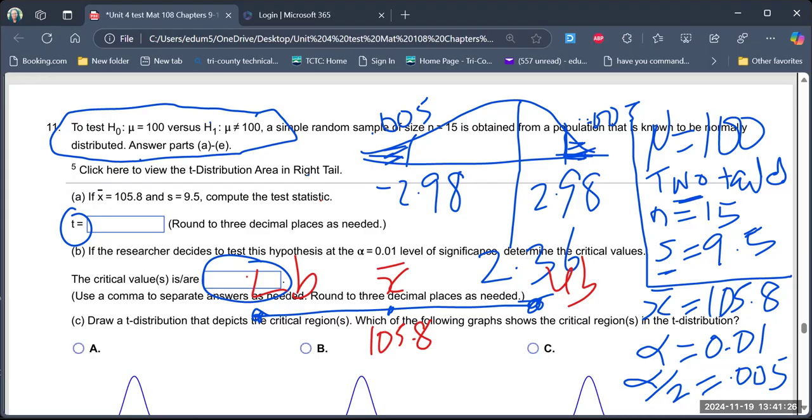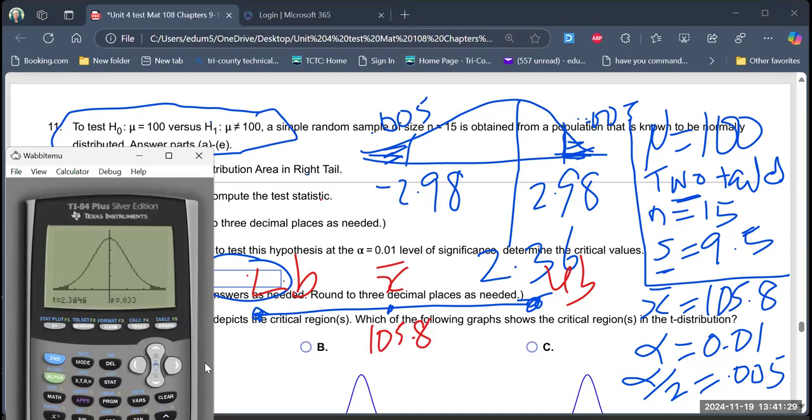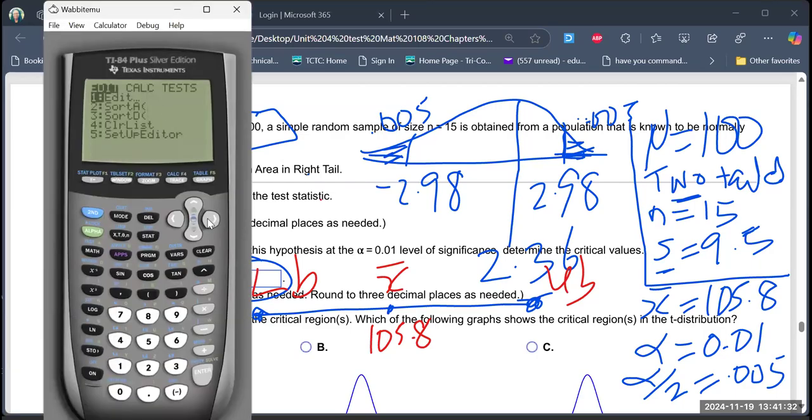So we pull our calculator up and do T interval, with the information we already have. It is already there. T interval is number 8. The information here is still right. So X bar, the sample standard deviation, the sample size, and the confidence level is 99%. I hope you agree. Because alpha is 1%, the confidence level is 99%, 0.99. Then I calculate.